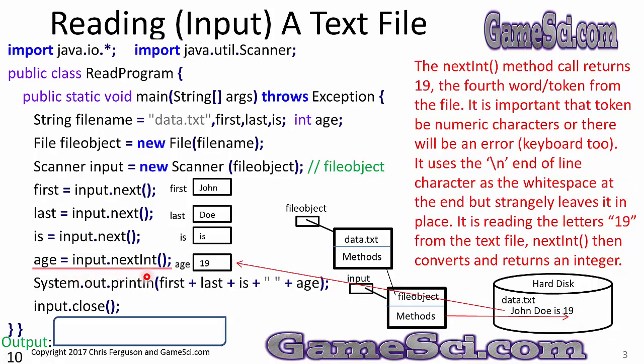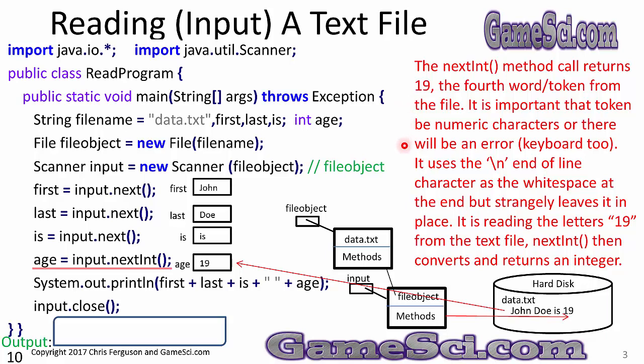Age equals input dot nextInt. I'm using a different command. Instead of next, which returns text, I'm calling nextInt, which returns an int. The nextInt method calls and returns 19, the fourth word or token from the file. It is important that the token be numeric characters, or there will be an error.